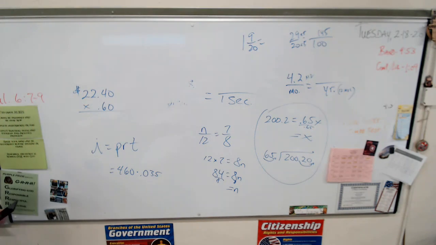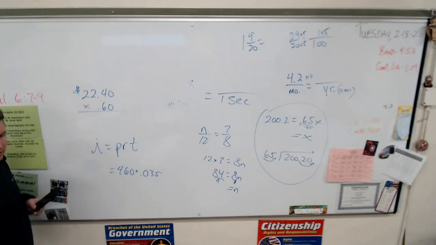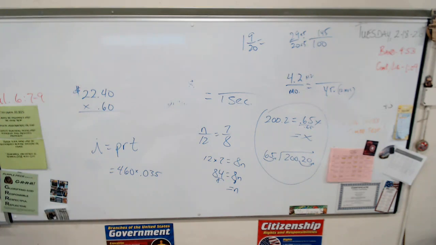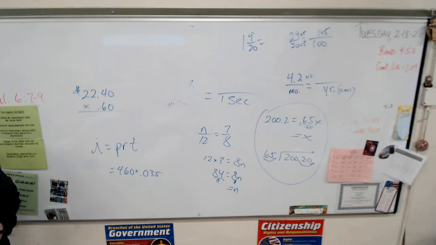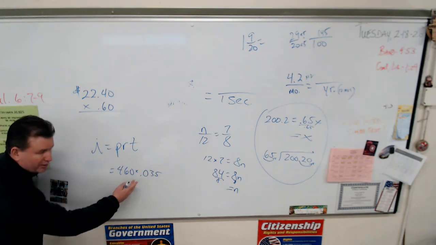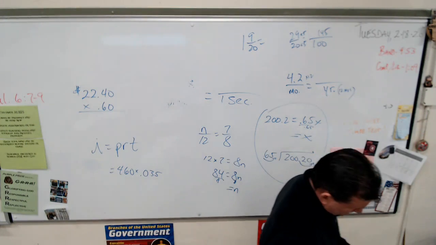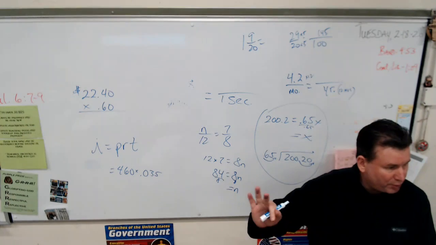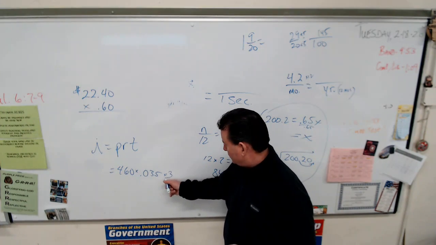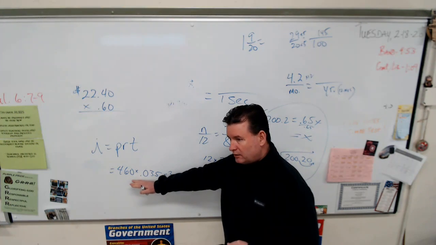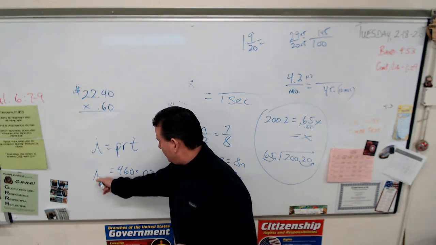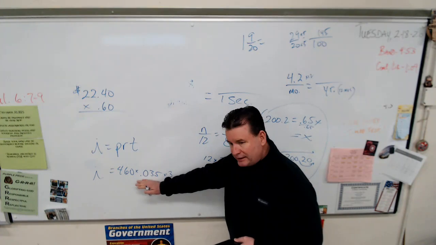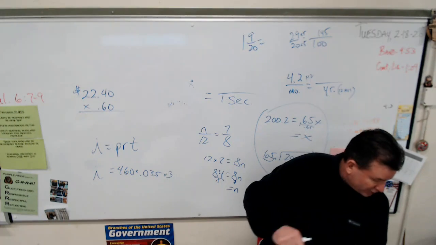Now raise your hand and ask me why I wrote 0.035. Why did I write 0.035 when the question says the rate is 3.5%? 3.5% to change to a decimal is 0.035. And they tell you in the example that it's 3 years. So it's 460 times 0.035 times 3. Your interest is going to be your principal times your rate times time. And they tell you in the directions that it's 3 years.